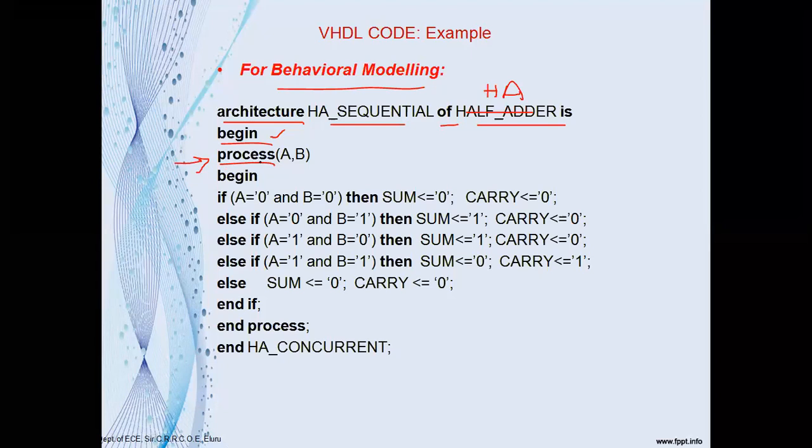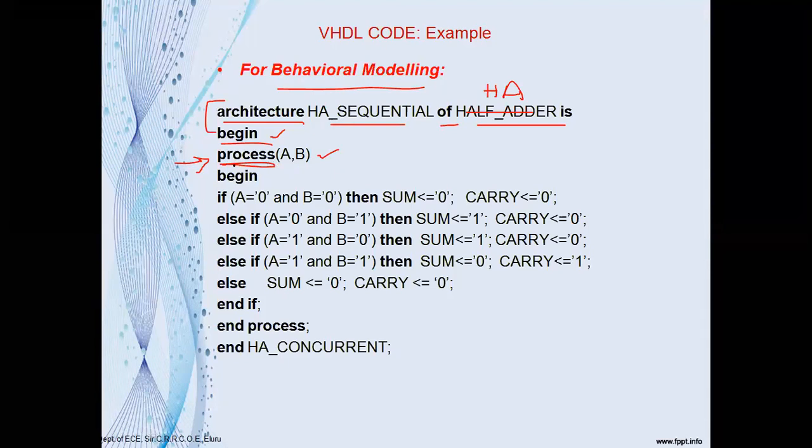In the behavioral modeling, we use the process statement. Remember that when you are writing a behavioral modeling, it must start with the process statement. These two are quite common in any architecture body, but exclusively for the behavioral modeling, we will start with this process statement. So what does this process do here?